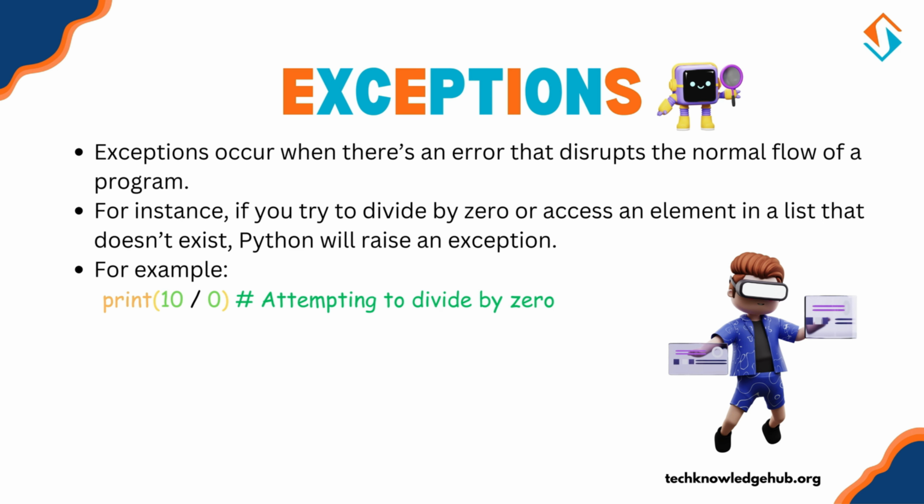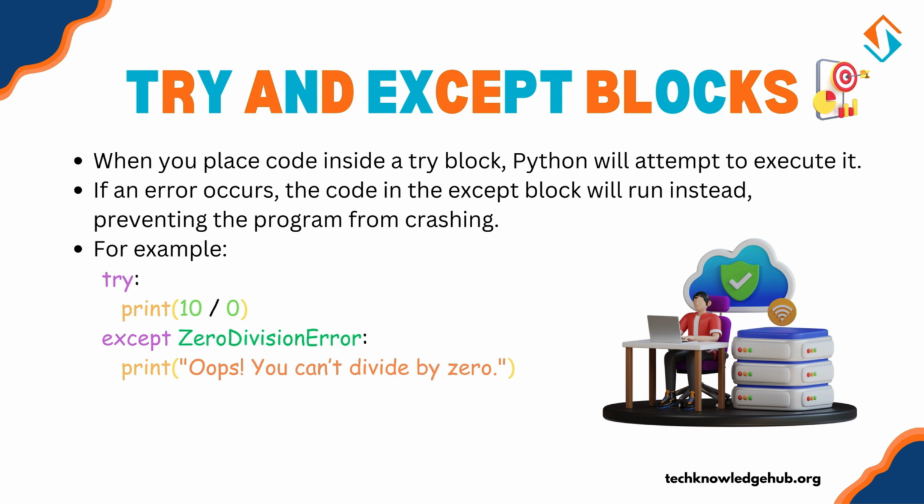Let's look at how to do that using try and except. In Python, we use try and except blocks to handle exceptions. When you place code inside a try block, Python will attempt to execute it. If an error occurs, the code in the except block will run instead, preventing the program from crashing. Let's go over an example to see this in action.